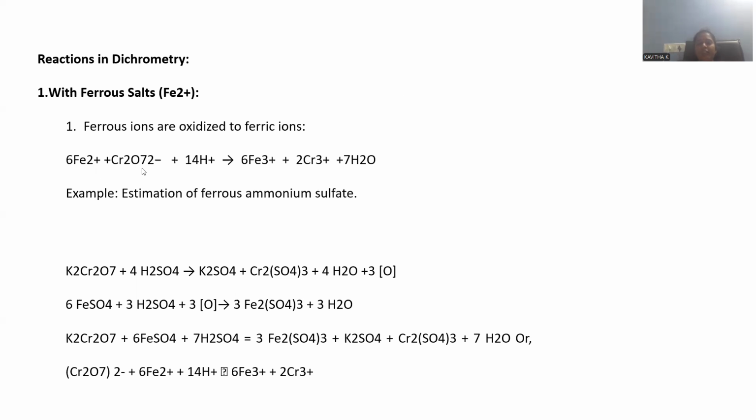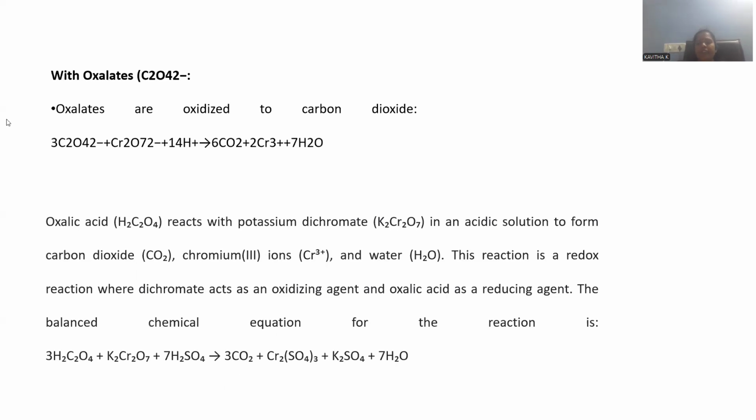And the estimation of iron requires potassium dichromate, a strong oxidizing agent. We enter into another estimation with this dichromate titration, that is the estimation of oxalate. Oxalates are oxidized to carbon dioxide. The molecule taken is a carbon and oxygen compound only, but upon reaction it will be converted into a higher oxidation number. That's the reason why oxalate turning into carbon dioxide is the kind of oxidation we can denote.